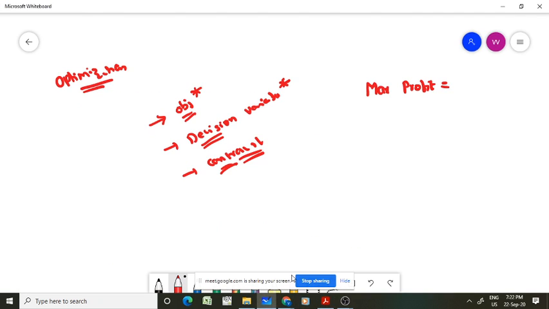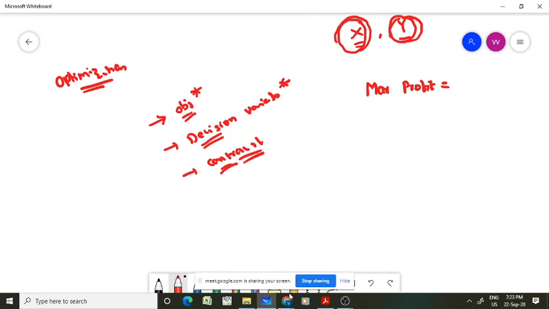Let's assume that if the company manufactures X number of A units and Y number of B units, then what will be the profit? This is a variable now. We need to find the value of X and the value of Y. That means how many A units and how many B units the company needs to manufacture so that they will get the maximum profit.